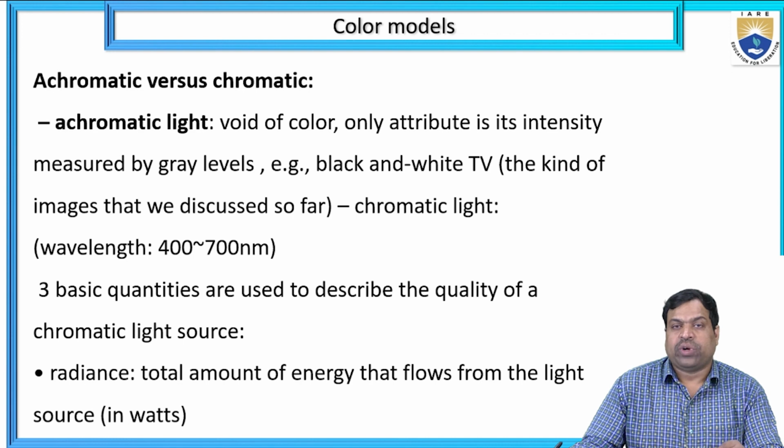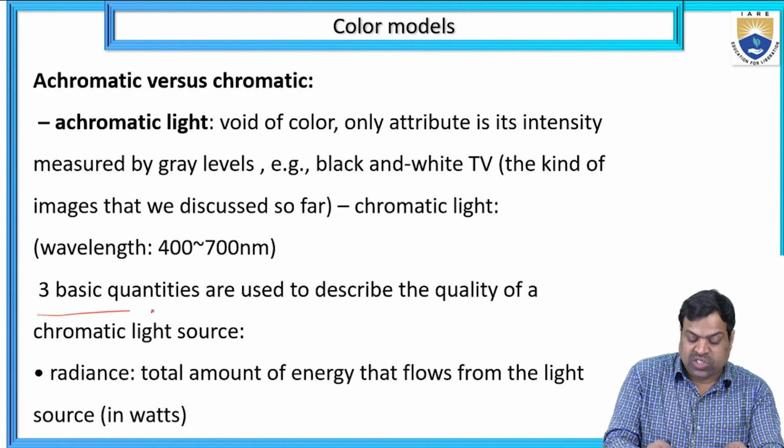Achromatic versus chromatic. What is achromatic and chromatic? Achromatic means void of color. The only attribute is its intensity, measured by gray levels. Example, black and white TV. The kind of images that we discussed. Chromatic means the wavelength is 400 to 700 nanometers.